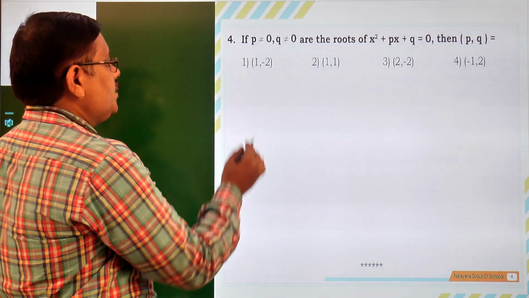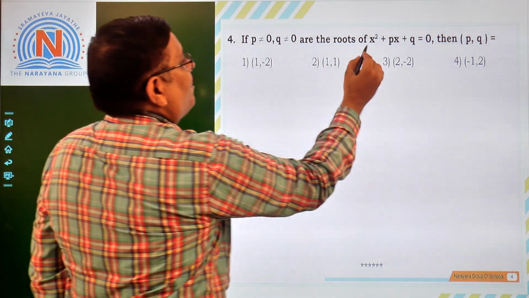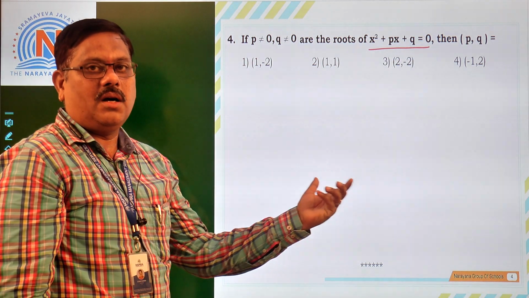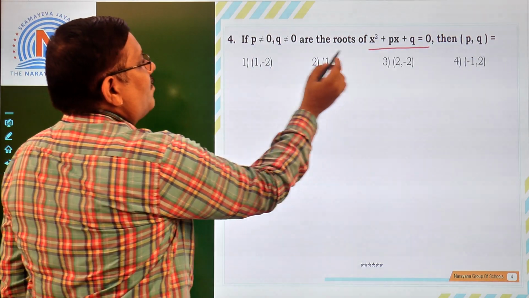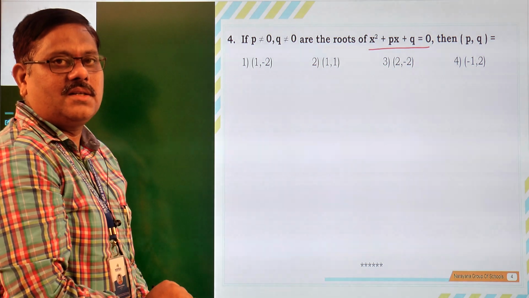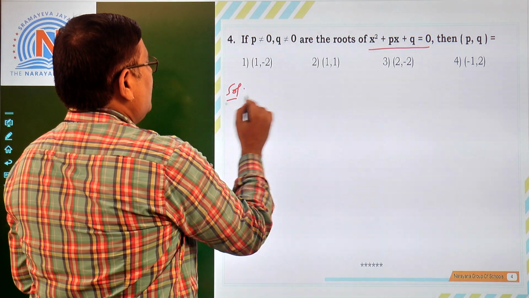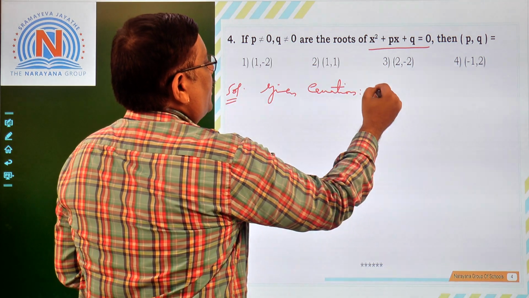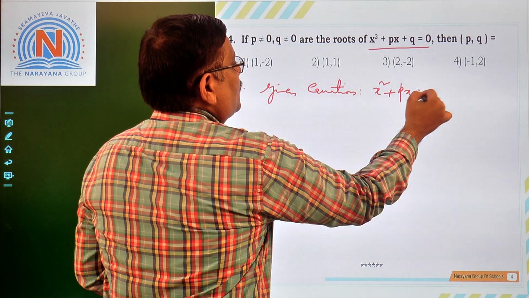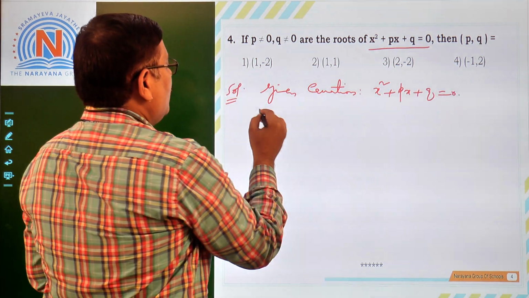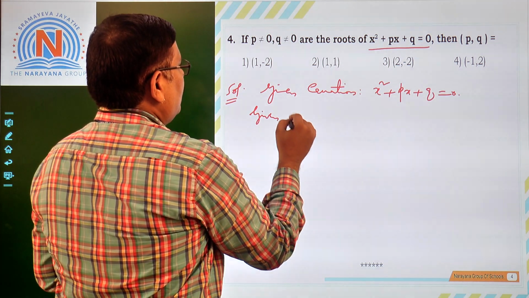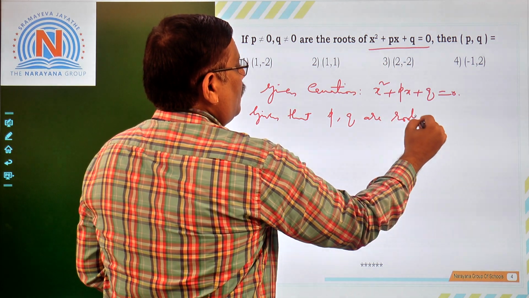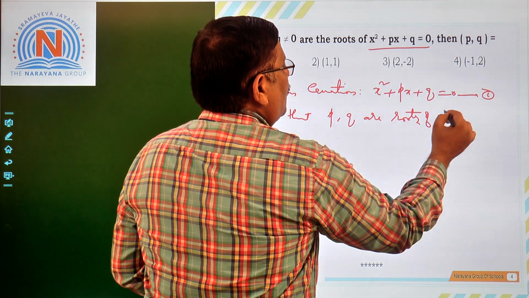If p is not equal to 0, q is not equal to 0, and p, q are the roots of x square plus px plus q is equal to 0, then the ordered pair p comma q is equal to what? So here for this equation again p and q are roots. That is interesting. Let us solve it. Given equation, x square plus px plus q is equal to 0. Given that p comma q are roots of, let us suppose this is 1, roots of 1.